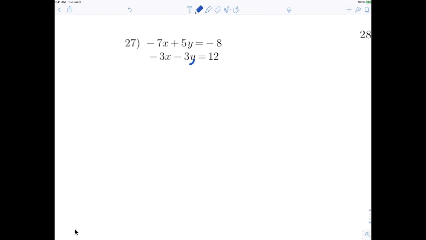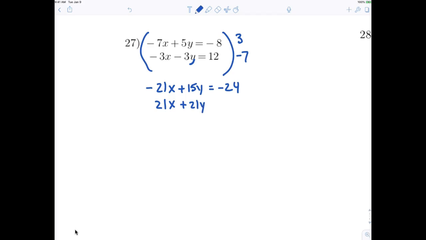All right, just to make sure you understand exactly what I'm saying, because once you understand that, it's really, really simple. So I'm going to multiply both of these now. He said multiply the top by 3, and then I multiply the bottom by negative 7. If I multiply the top by 3, it becomes negative 21x plus 15y equals negative 24. And then if I multiply the bottom by negative 7, I get 21x plus 21y equals negative 84. Everybody okay with that? Now, the reason that's nice is because the x's are going to cancel out.